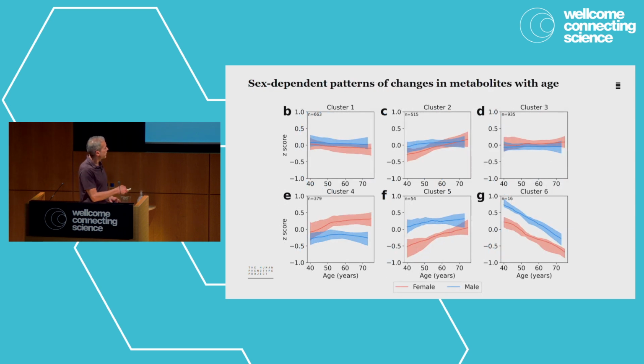And then finally, when we look at metabolite patterns across age, we see various different patterns. So we see some metabolites that actually don't change so much with age, whereas other metabolites decline, other metabolites increase, sometimes in a similar fashion, sometimes in a different fashion between males and females.